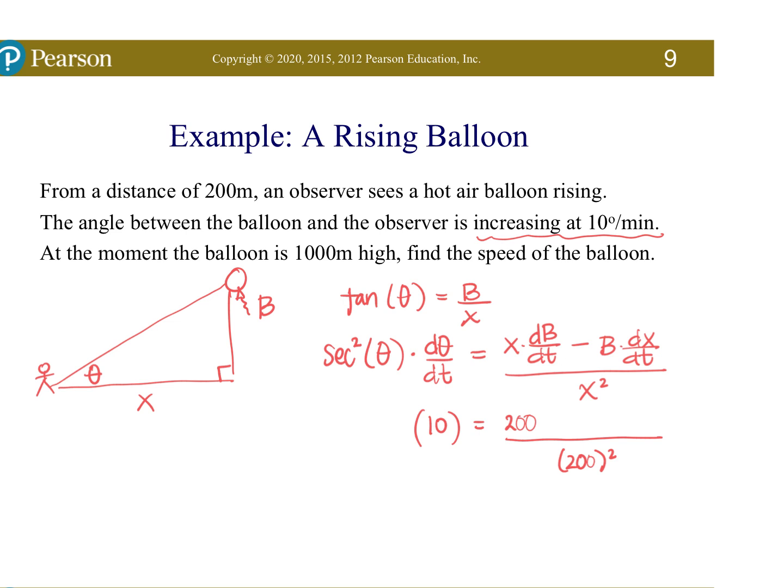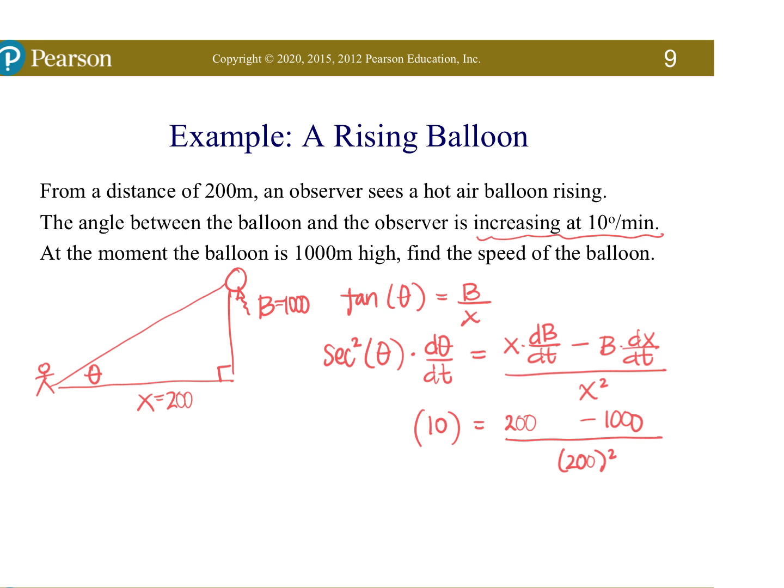Right? At the moment, the balloon is 1,000 meters high. Where do I put that? Okay, so I'll put that in for B. So B is 1,000, X is 200. There must be something reading between the lines that I'm not there. I mean, these were the three obvious numbers. There's going to be stuff in there that's not obvious, that you're going to have to read through a little bit.